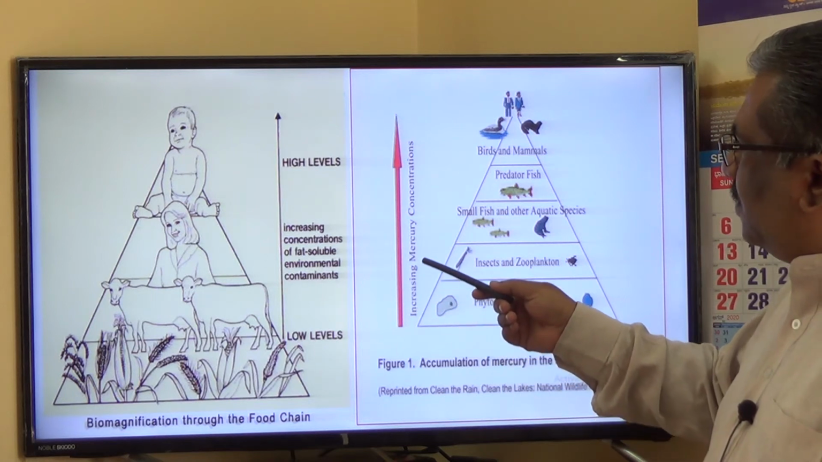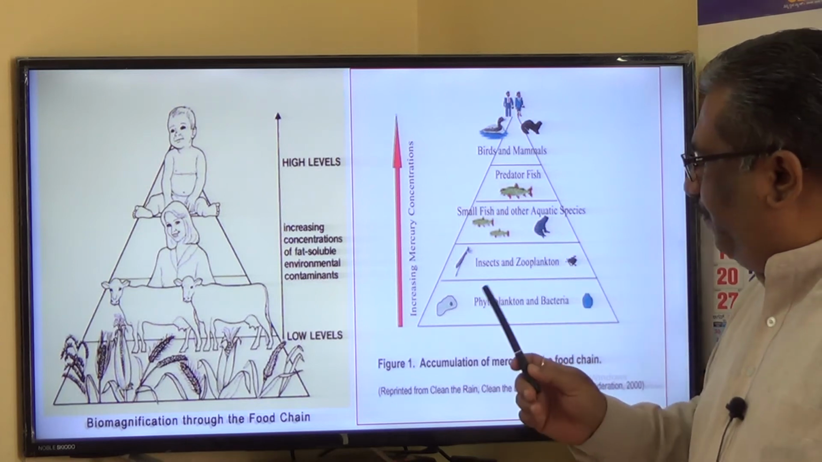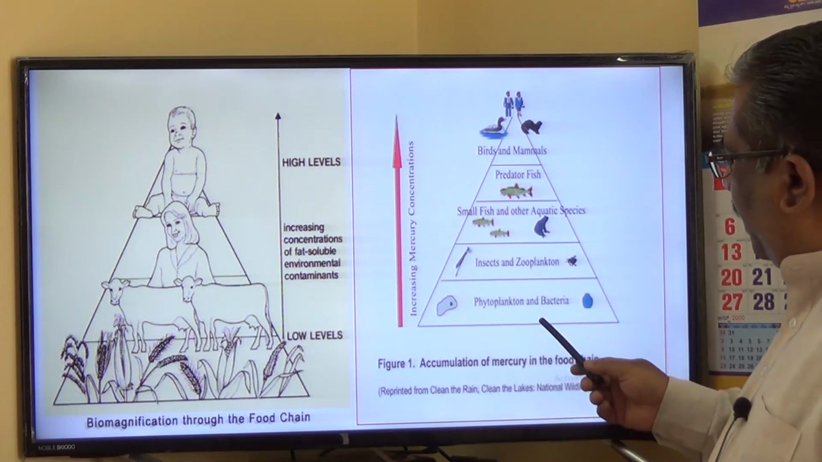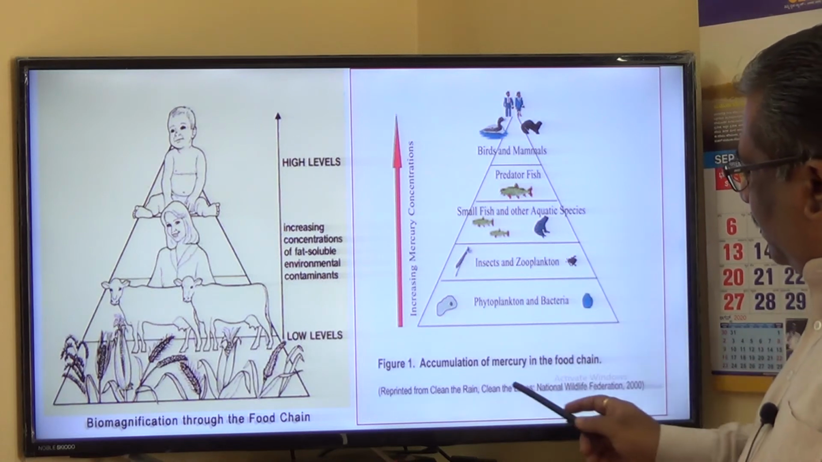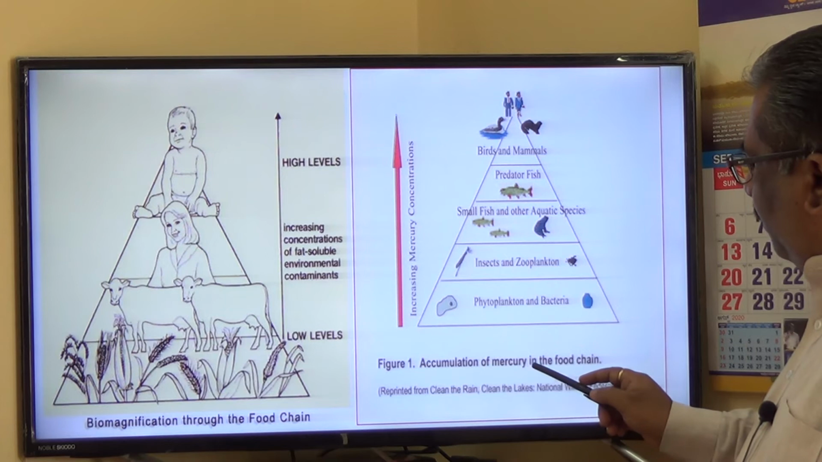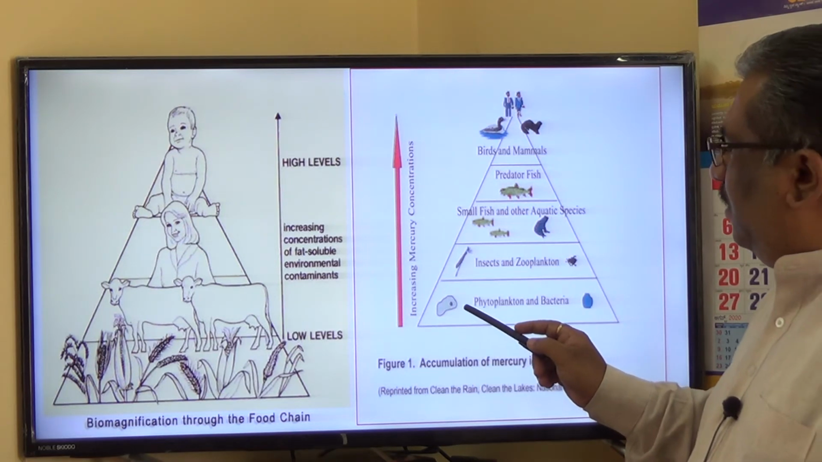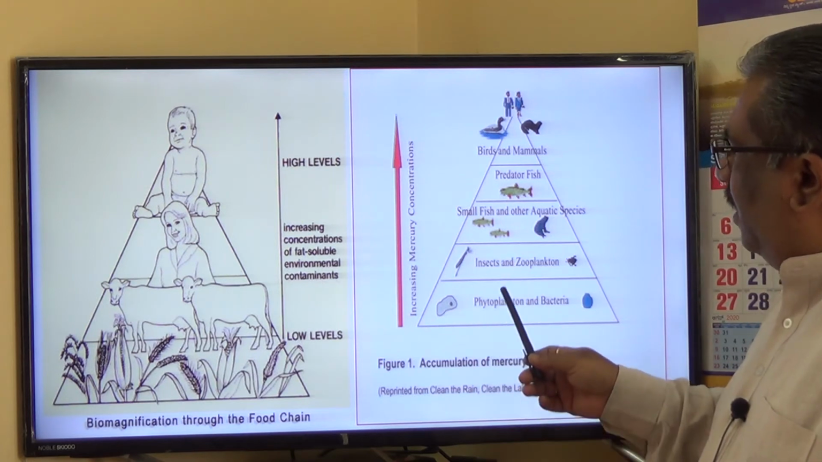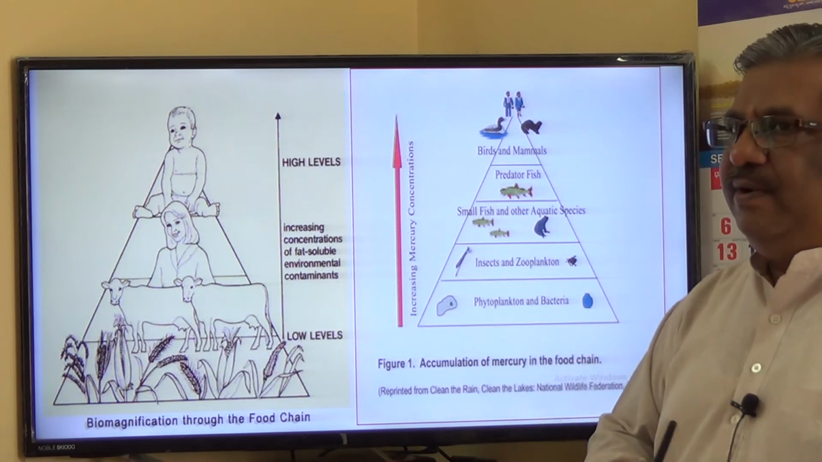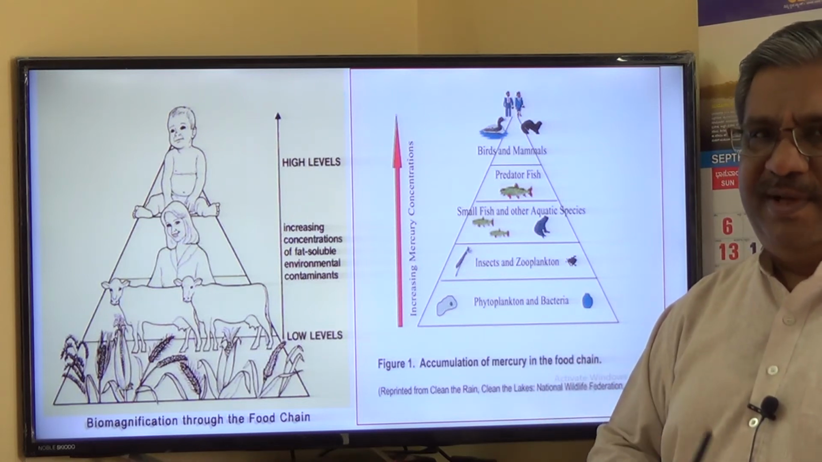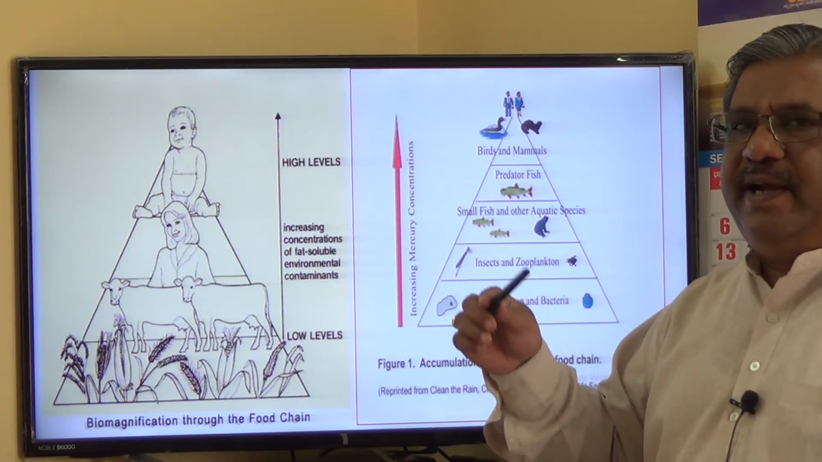Here the increase in mercury concentration is given in this example. At the bottom of the pyramid you have phytoplankton and bacteria. Just a moment, let us read the title: Accumulation of Mercury in the Food Chain. How this mercury enters into the food chain and how is the accumulation of mercury, it is given in this diagram. Mercury is very poisonous for animals, in fact for human beings also. How does this mercury enter into the food chain?